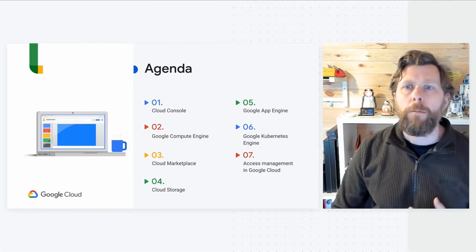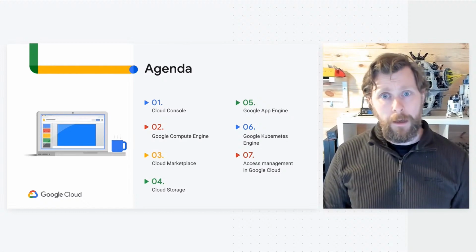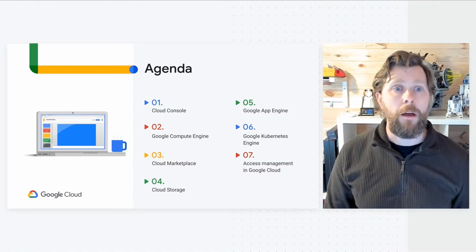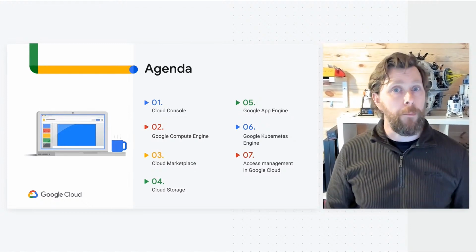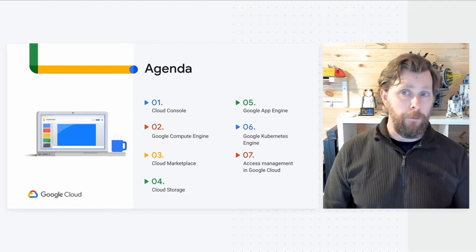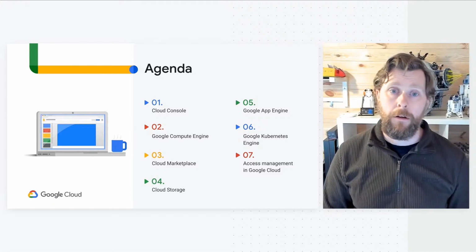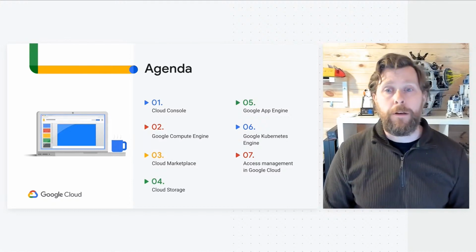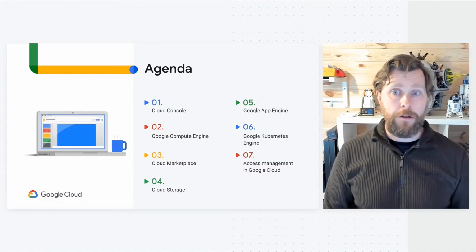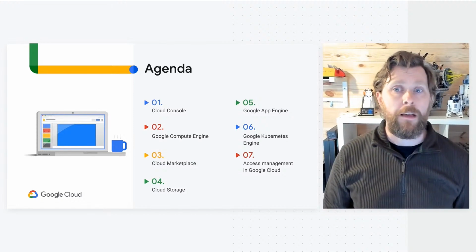In this session, I'll be providing you with a high-level overview of the Cloud Console, our interface into Google Cloud. Next, we're going to look at Google Compute Engine, where we can provision virtual machines for our workloads. I'll also look at our Cloud Marketplace, where we can find pre-configured solutions to utilize. Once we have a VM up and running, I'm going to explore Cloud Storage and see how we can retain both data and files within the cloud. We'll then move on to Google App Engine, our serverless solution for running applications. I'm also going to look at Google Kubernetes Engine, Google's managed Kubernetes service. And we're going to finish up with access management in Google Cloud.